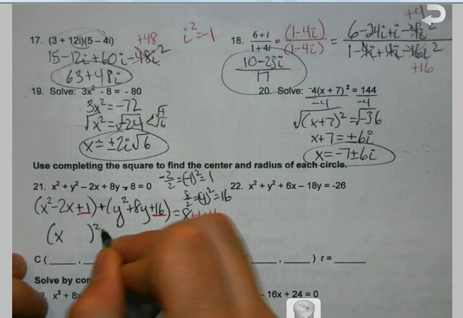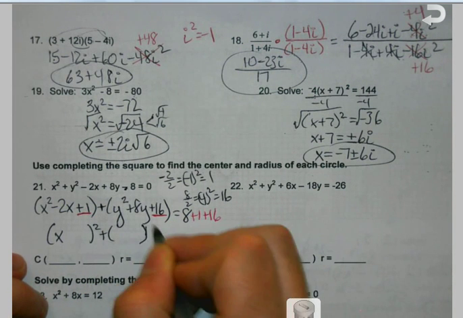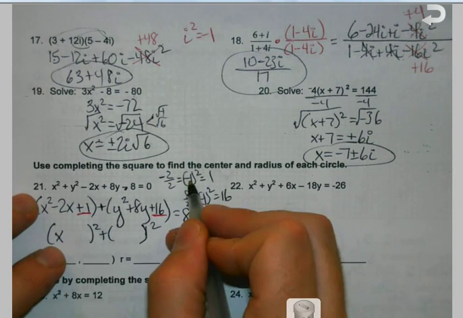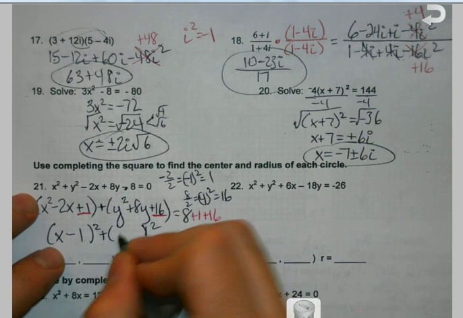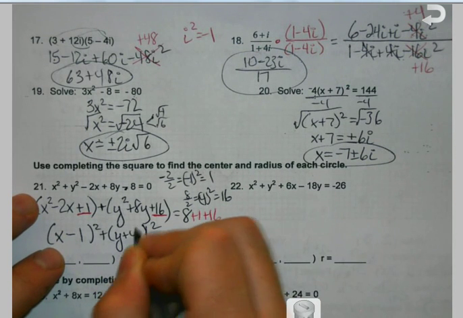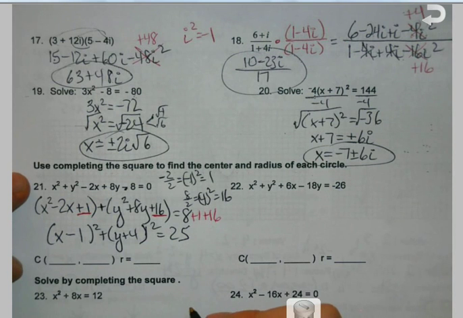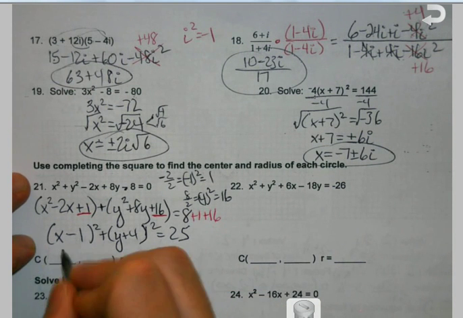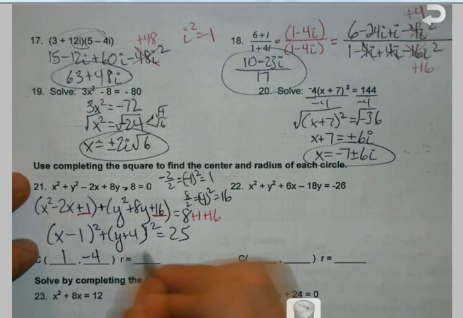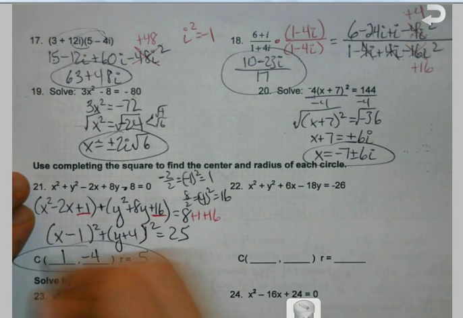When I turn these into my binomials, again, just steal the b divided by 2 value for each of those. And I'm in standard form for a circle. Opposites for my center, and square root for my radius.